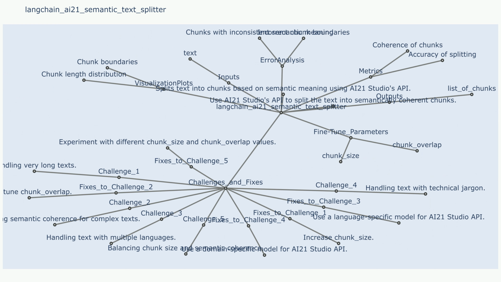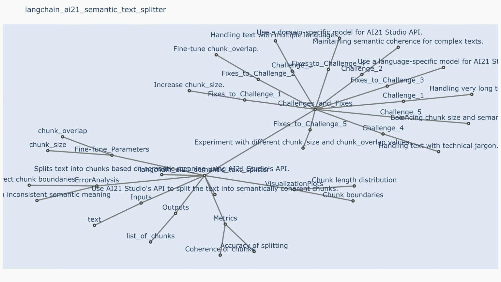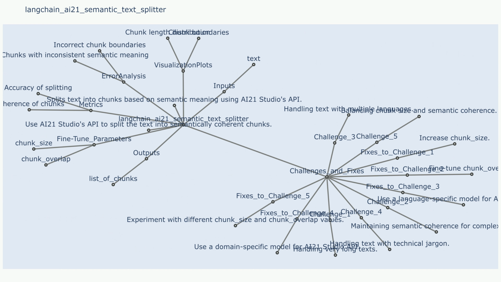Challenges and fixes. Challenge 1: handling text with complex semantic structure. Sample use case that resulted in challenge 1: text with intricate relationships between ideas, such as philosophical essays or technical manuals, can be challenging to split effectively. Fixes to challenge 1: experiment with different chunk size values. Smaller chunks can sometimes better capture the finer nuances of complex text. Utilize chunk overlap to mitigate disruptions in meaning between chunks when dealing with intricately connected ideas.